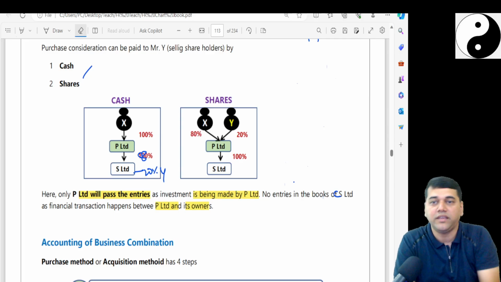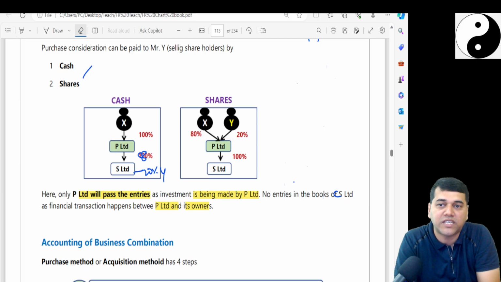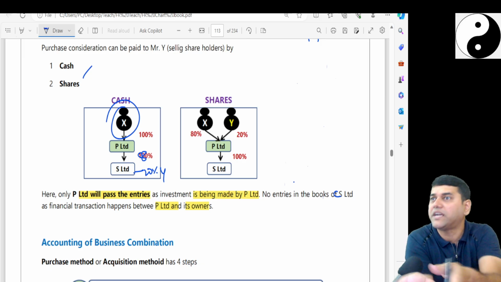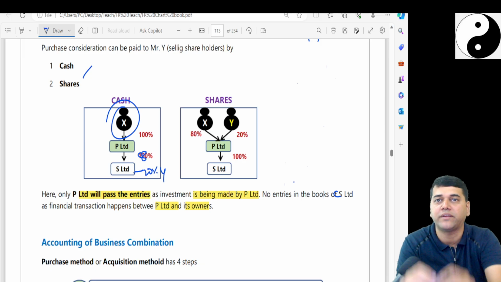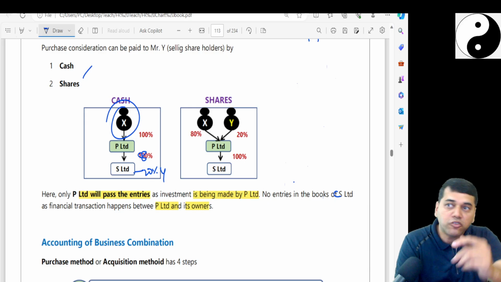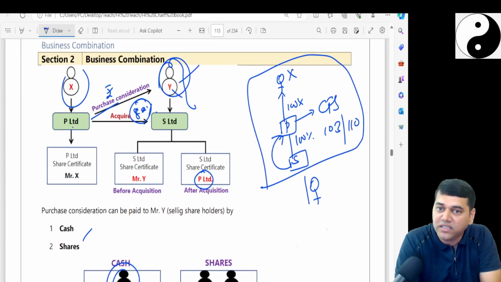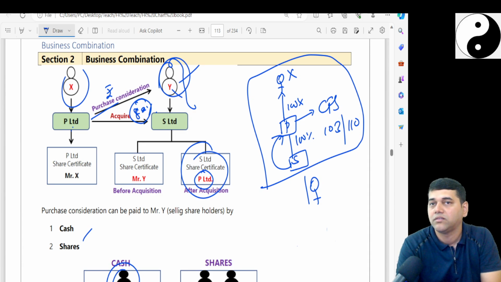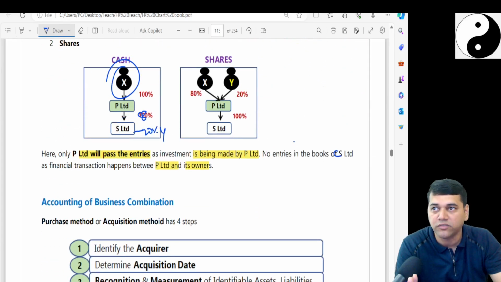But again, if this acquisition was done by Mr. X from his bank account, why does P Limited have to pass the journal entry? Why does P Limited have to prepare CFS? It is because P acquired the shares, and in the share certificate of S, P Limited's name is coming. So, understood who is passing what entries?